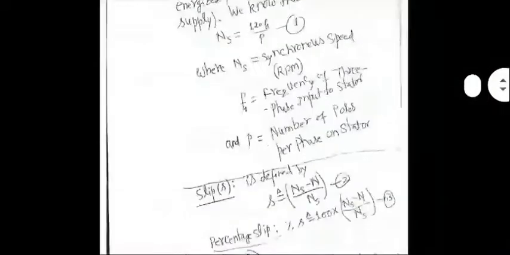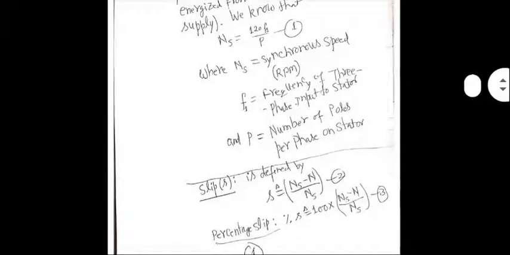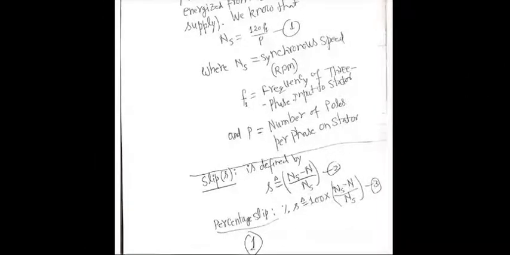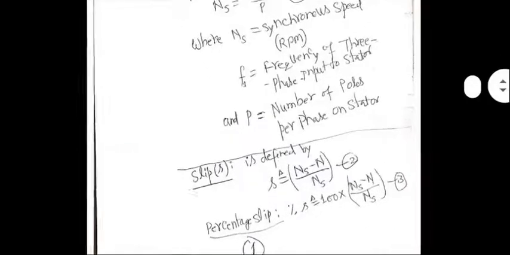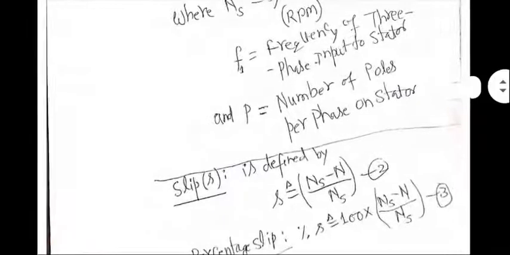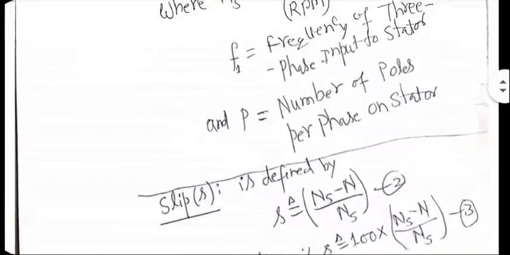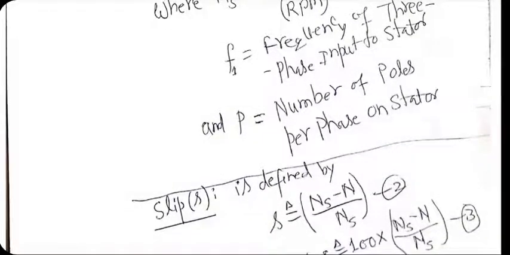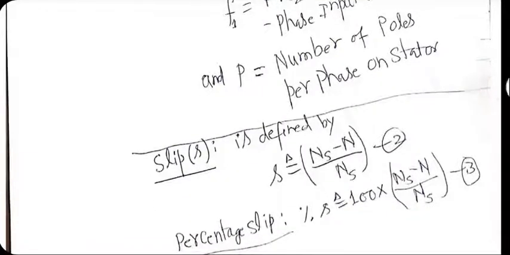The slip is the difference between the synchronous speed and the speed of the rotor. The relative value of slip S is defined as Ns minus N divided by Ns, and the percentage value will be this number multiplied by 100. The absolute value, of course, will be Ns minus N. Typically, 5 to 10% slip is seen in most induction motors.